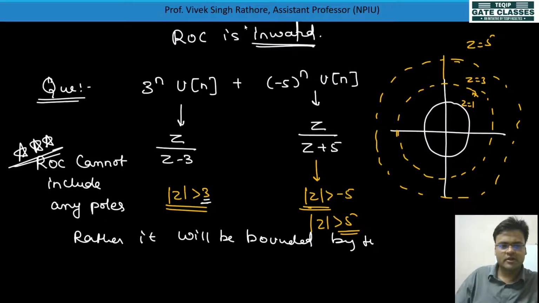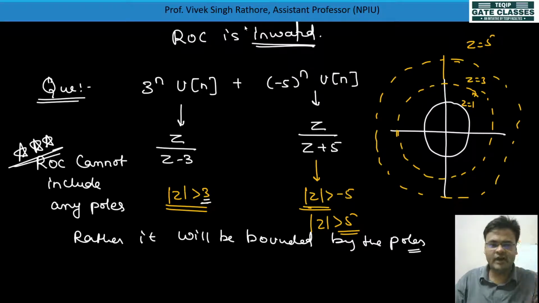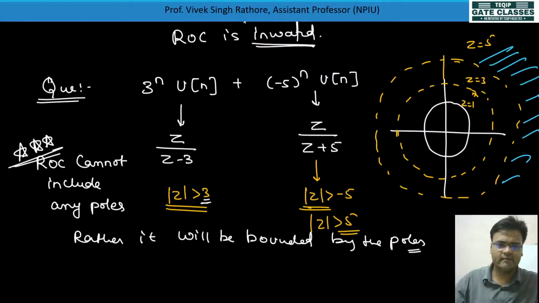So considering this term, we see |z| greater than 3, means if the ROC is like this, then it will consider |z| = 5 also. And ROC cannot include any poles. So for the pole at z = 5, this ROC will also be outward because u[n] is there, outward. So ultimately the final ROC can be formed like this.